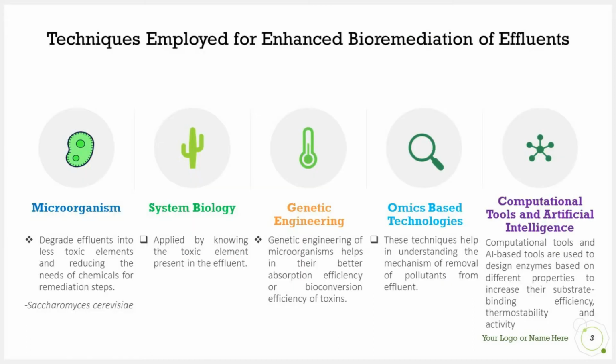Bioremediation is an innovative approach to make the effluent less toxic and safe for disposal. Microorganisms help in the removal of this effluent by degrading it into less toxic elements and reducing the need of chemicals for the remediation steps. For example, Saccharomyces cerevisiae can use pulp and paper sludge for the production of ethanol through the simultaneous saccharification and fermentation process. Systems biology and engineering are used to engineer naturally occurring microorganisms to increase their efficiency of effluent degradation.